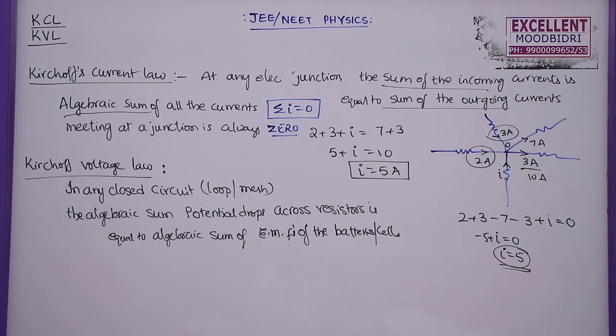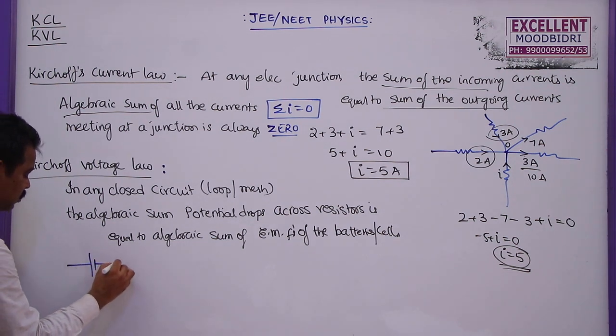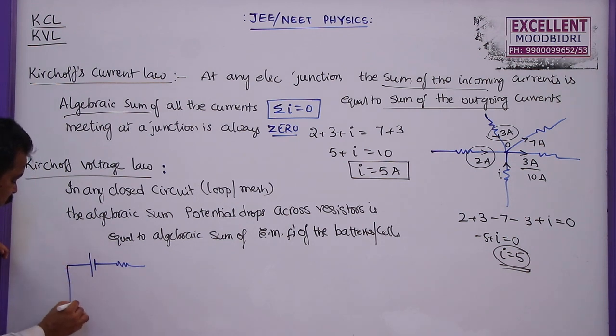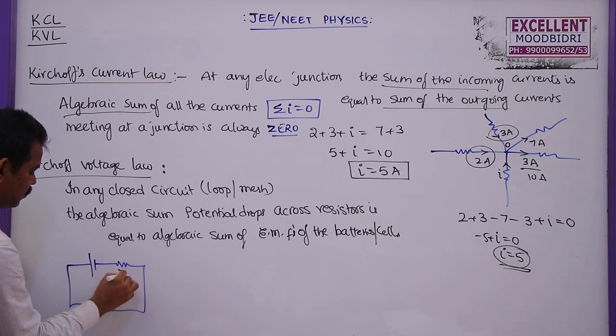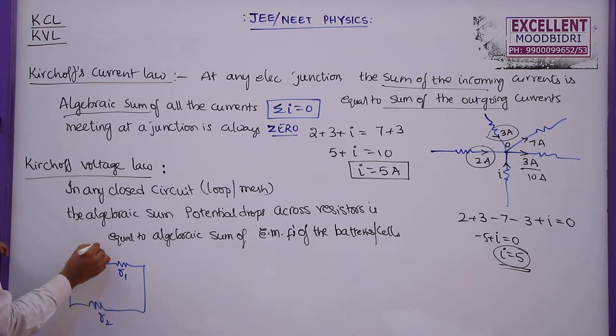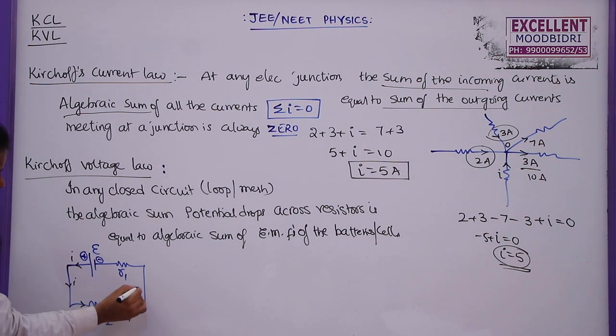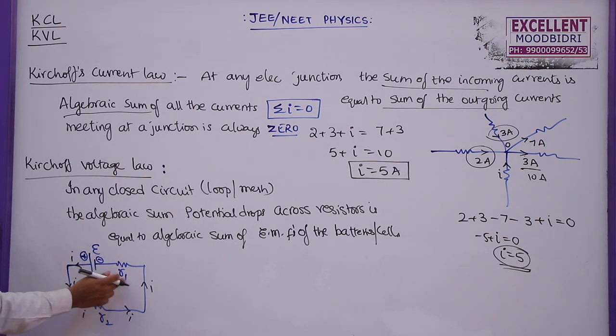Now if you take a small circuit here, this is R1, this is R2, this is E. Now, we know that this is the positive terminal, this is the negative terminal. Current always flows from positive terminal to negative terminal. Current I. So the same current will flow through this one as these two are connected in series.